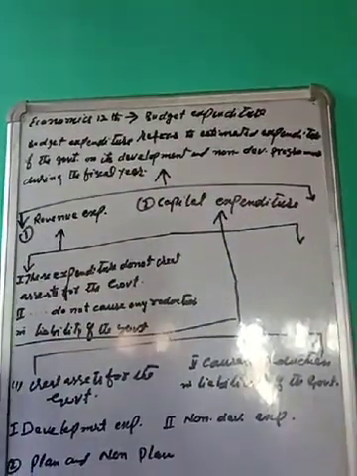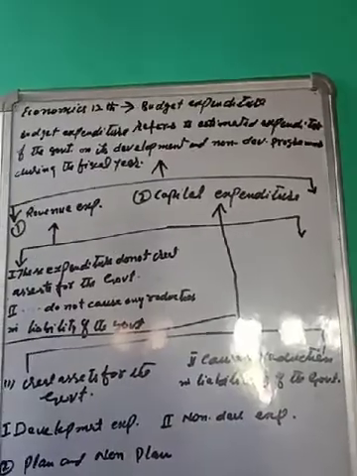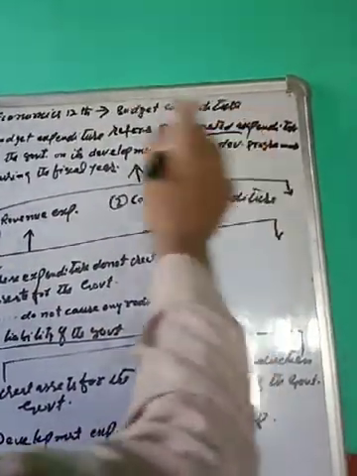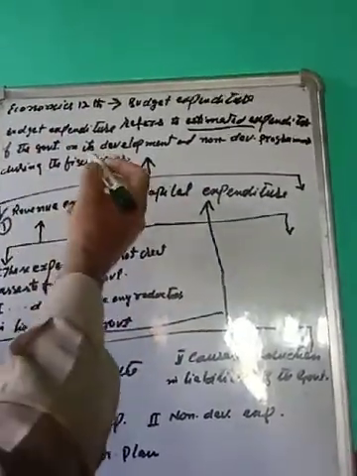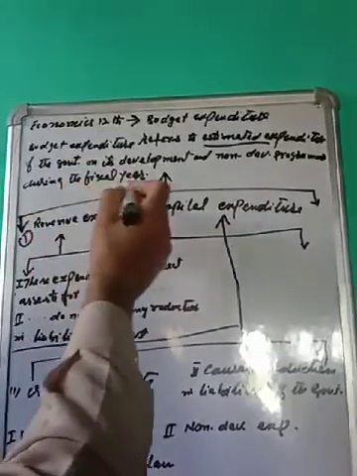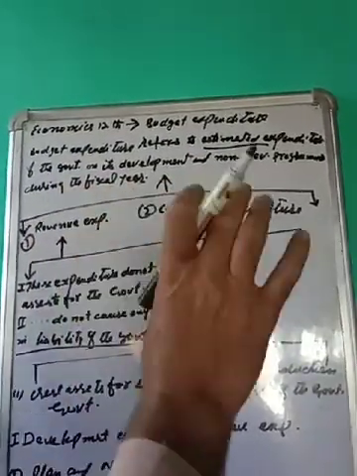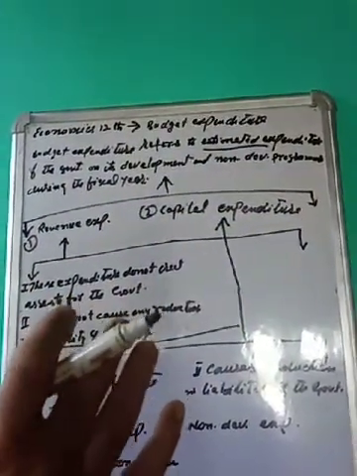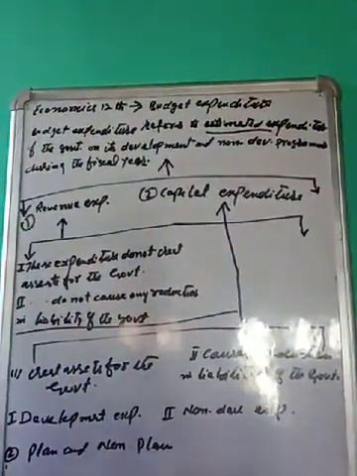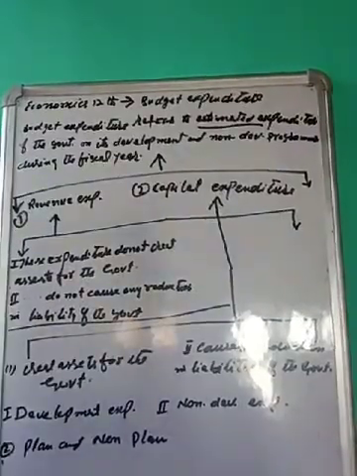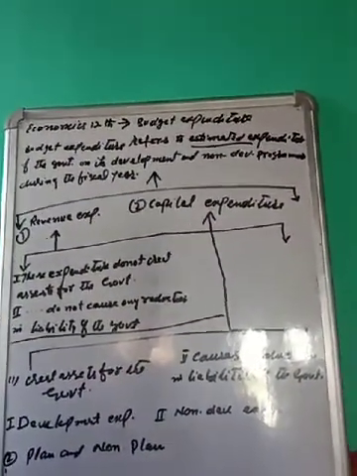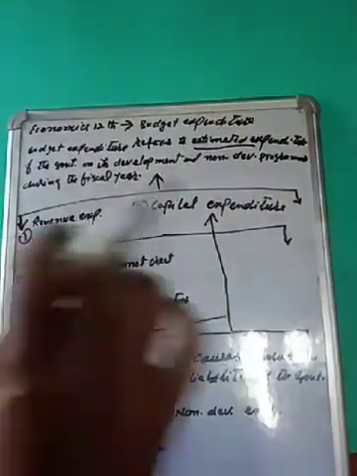Estimated expenditure of the government. These are the important words. Estimated expenditure of the government on its development and non-development during the fiscal year. As you know, what is the meaning of the fiscal year? The fiscal year runs from April to March. This is called the budgetary fiscal year.